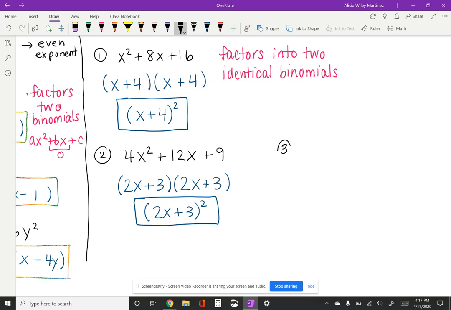Last example is for you to try. x squared minus 2x plus 1. Take a moment, pause the video, and try this problem on your own.